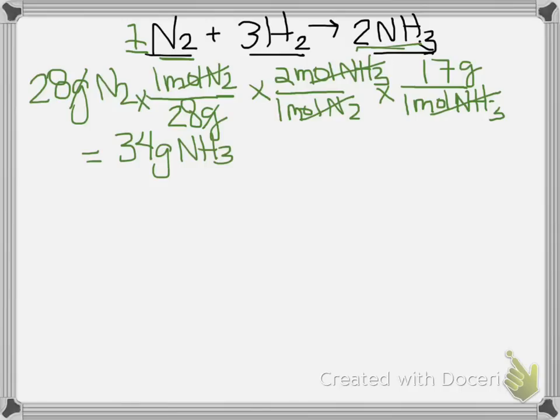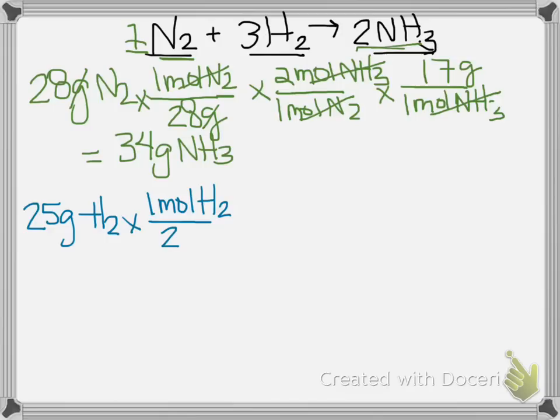Now we can move on and find how much NH3 would be produced from 25 grams of hydrogen. So, setting up our equation and following the same steps, we will use the molar mass of hydrogen to convert it to moles. Since hydrogen's weight is 1 and there's 2 of them, we know the molar mass is 2 grams. Now we will cancel our grams and move on to step 2, the mole ratio.